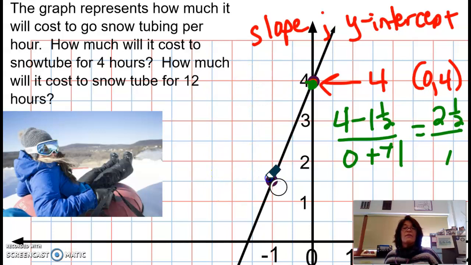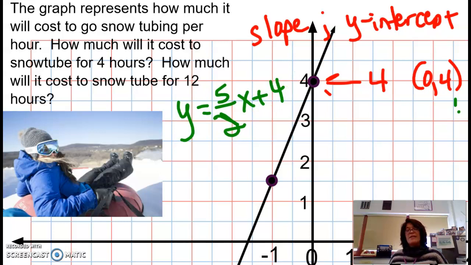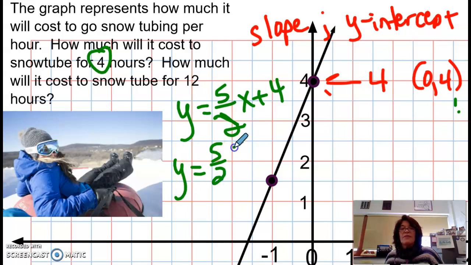Okay, so now I have the slope. I have the y-intercept. I can make the equation of this line. It's y equals 5 over 2 x plus 4. That's the equation of this line. Now I have all the power in the world. You tell me how long you want to snow tube, and I'll tell you how much it's going to cost. Well, they told me 4 hours. Great. I'm going to put 4 hours in for x.